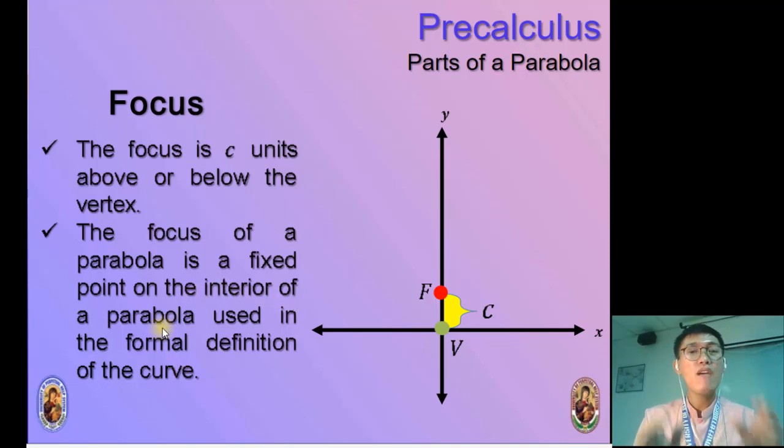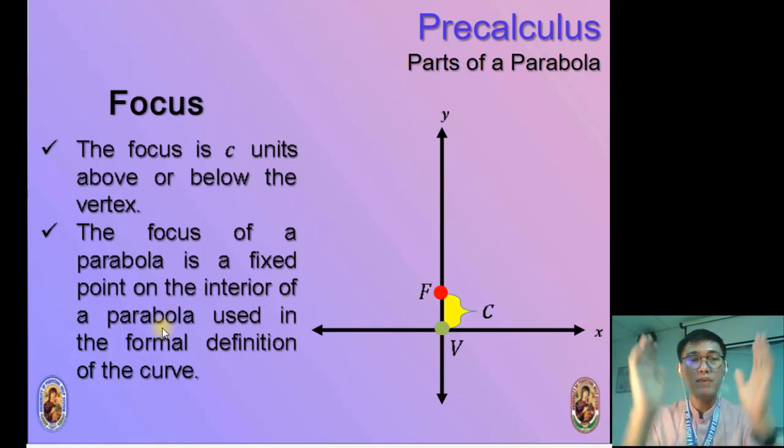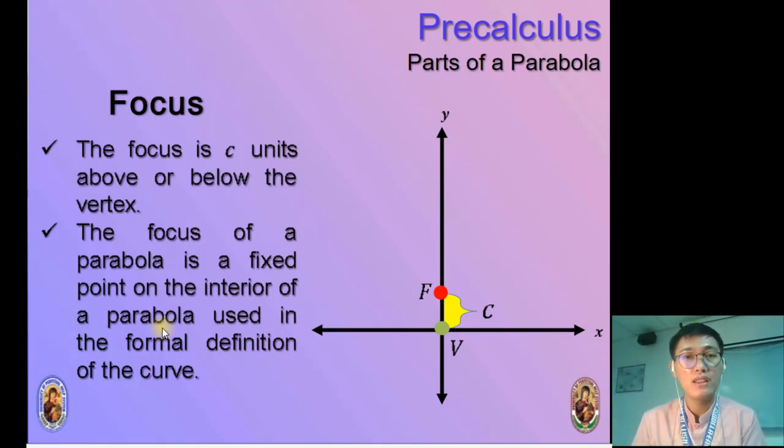Ibig sabihin po niyan, ang focus ay palaging nasa loob ng parabola. Kung naka-open downward siya, andun pa rin siya sa loob. Pag naka-open upward siya, andun pa rin sa loob yung ating focus. But the directrix, or the line opposite to the focus, is always sa labas ng parabola natin.